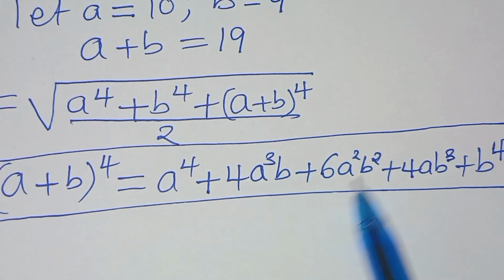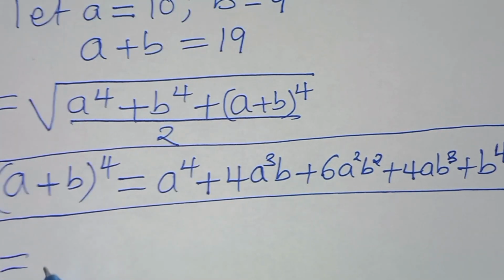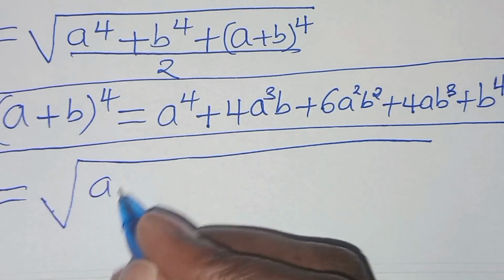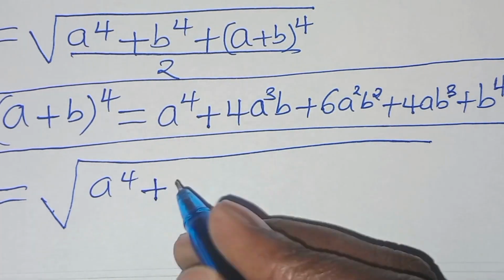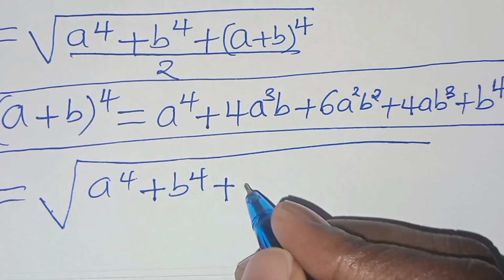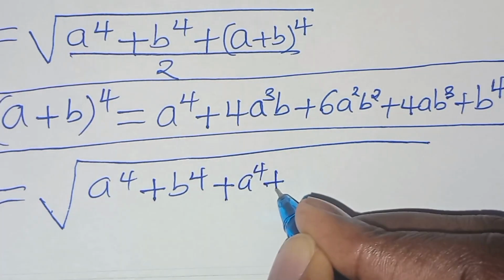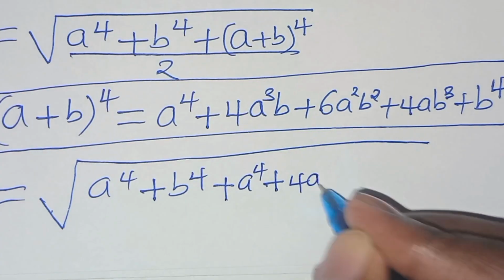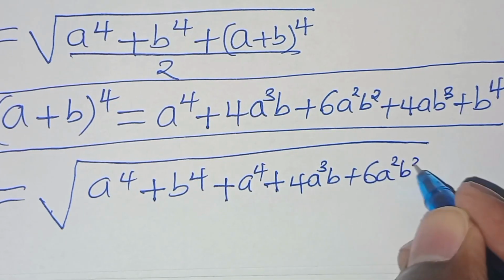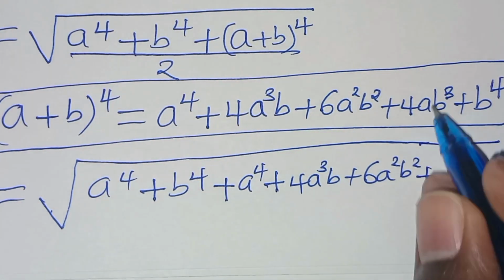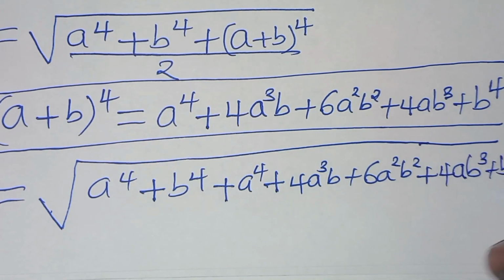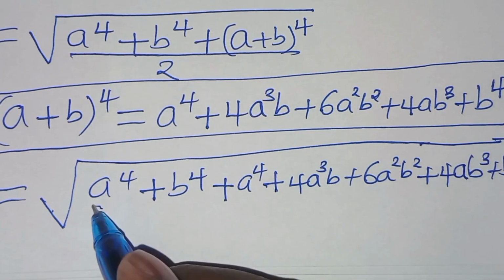Now, substituting this information here, we will have the square root of A to the power 4 plus B to the power 4, then plus A to the power 4, plus 4 A to the power 3 B, plus 6 A to the power 2 B to the power 2, then plus 4 A B to the power 3, then plus B to the power 4. All this divided by 2.